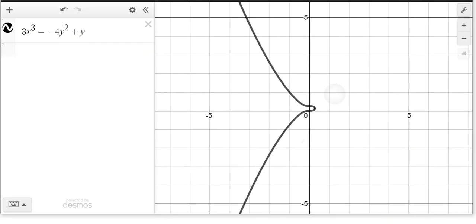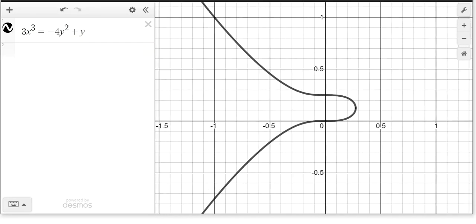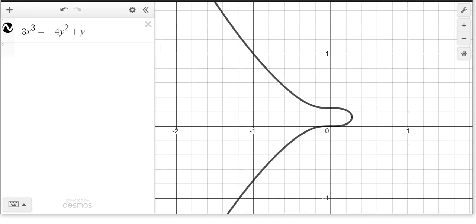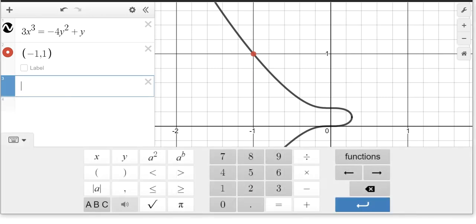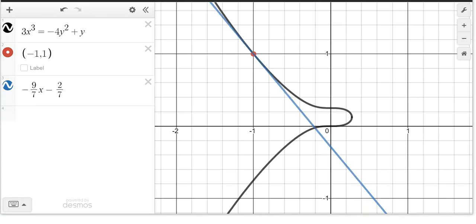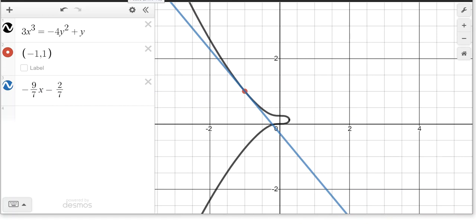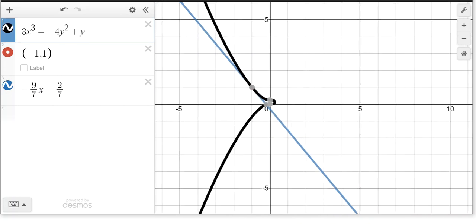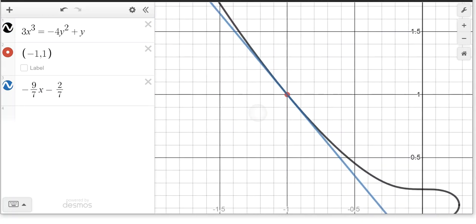So here's a graph of the original function, and I'll zoom in a little bit so that you can see its unusual behavior. We have a coordinate on the graph located here at (-1, 1). And as predicted, the equation negative 9/7 x minus 2/7 does represent a tangent line to the black graph at the red dot.